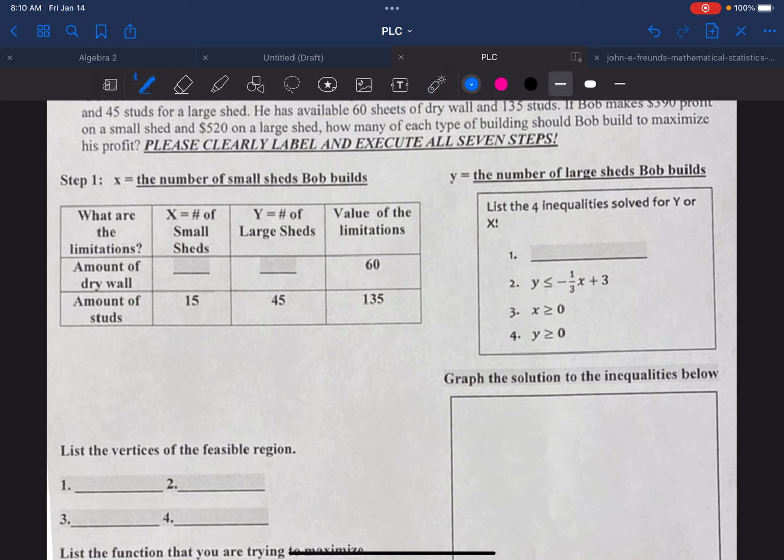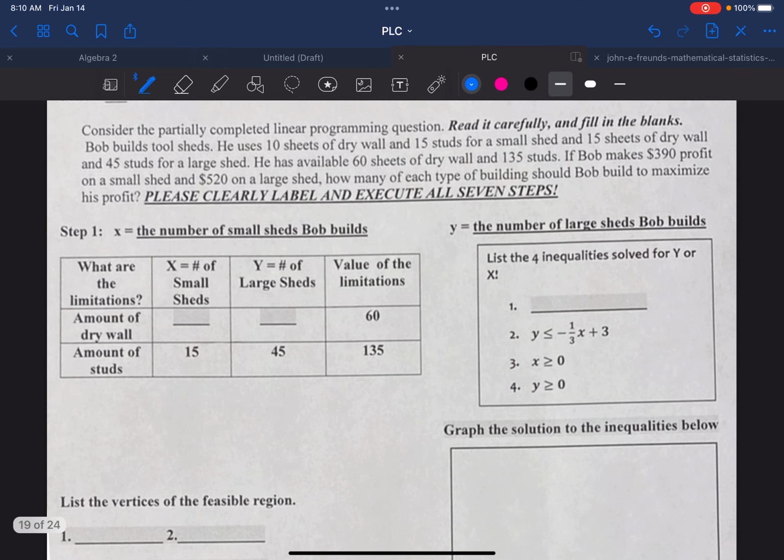So let's just think about what small sheds, how much drywall does it take? Well, let's look at the prompt. He uses 10 sheets of drywall for a small shed. Hey, that's pretty easy. So that's going to be my 10x. I like to label these boxes with their variable. And 15 studs for a small shed, plus 15y. And the reason for that is I like to come in here and slap this plus and less than or equal to sign on both of them. That way I have it written out, my equation.